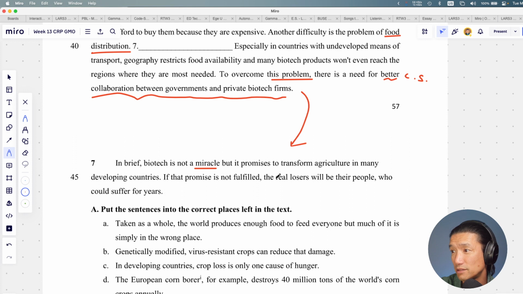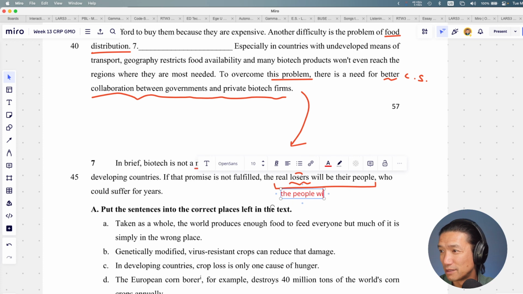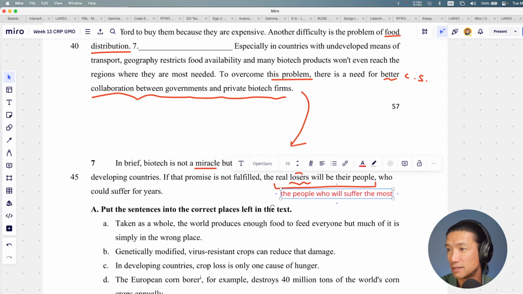Okay, and the real losers at the end, I wouldn't call them losers. That's like a strong word, right? The people who will suffer. Jeez, that's like a sad word. We don't call people losers. We're a bunch of snowflakes now, aren't we? The people who will suffer the most, right? We're talking about pain. But we use the word suffer next. Who could suffer for years?